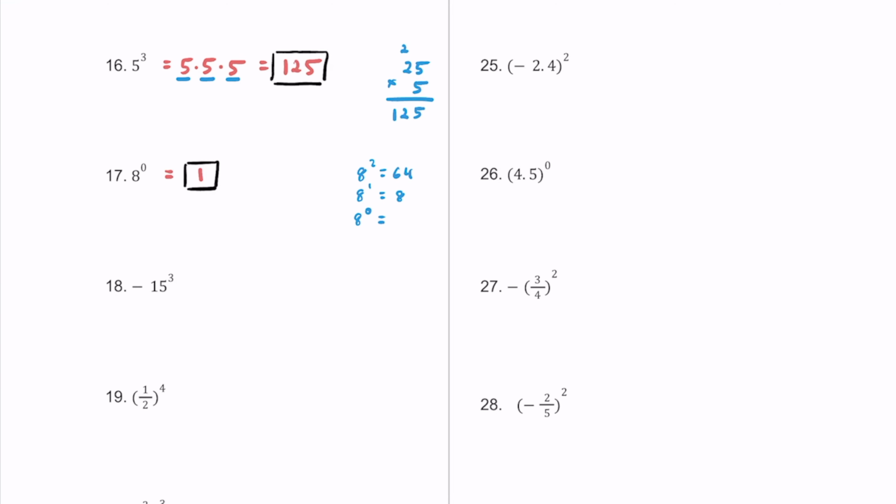Well, if you notice here, the exponents are going down by 1 each time, but over here on the side, we are dividing by 8, right? So each time you lose a power or go down a power, this should be dividing by 8. So the only thing that makes sense here is going to be 1.